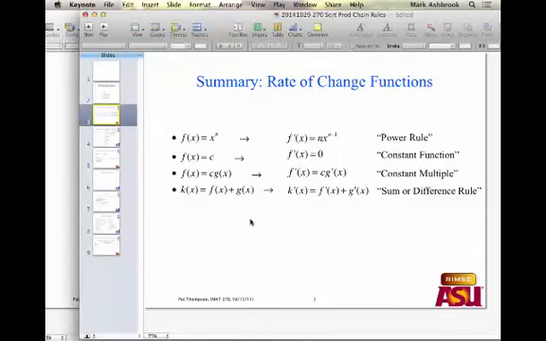Okay, now here are the rules that we've done so far. And how did we derive all of these? How did we figure them out? We always started with what? Our rate of change function that we got from approach 2, right? The rate of change function.